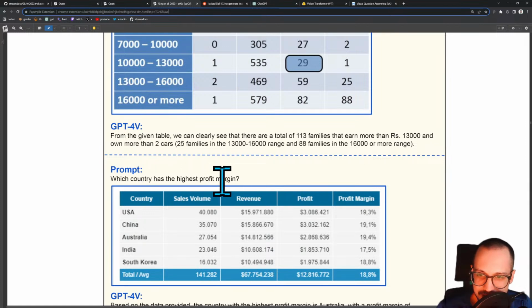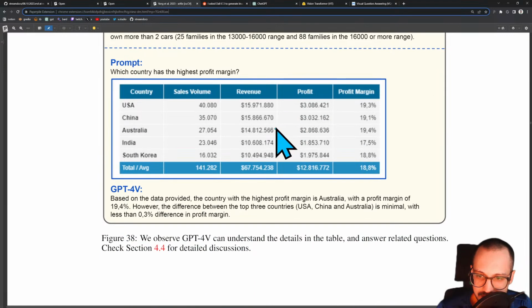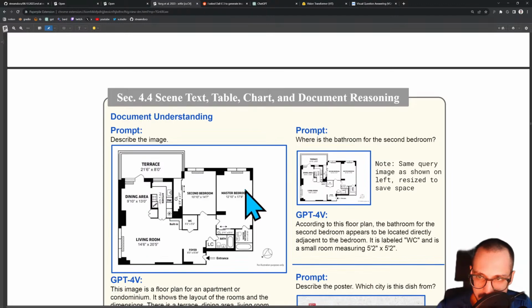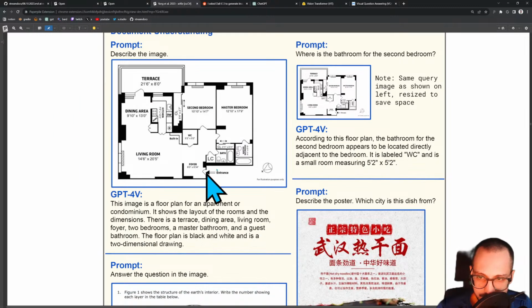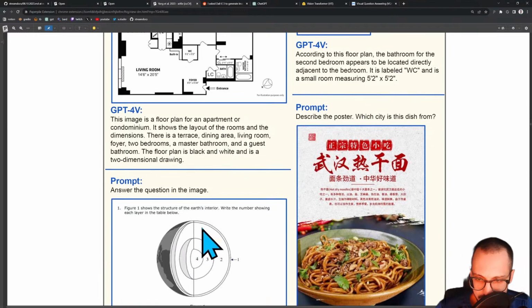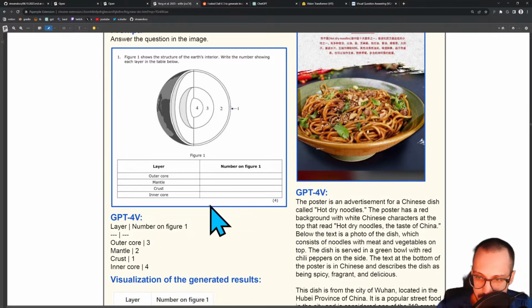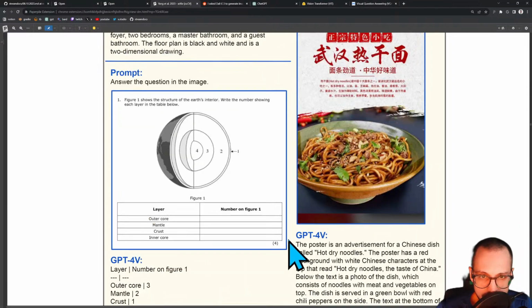Which country has the highest profit margin? GPT-4 can understand details in tables and answer related questions. Scene, text, table, chart, and document reasoning. So here you have a kind of top-down view of some kind of apartment. Top floor plan for an apartment. It shows the layout of the rooms. Answer the following question in the image. Damn, dude.